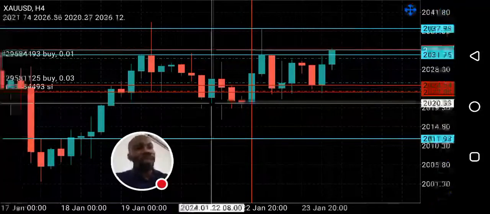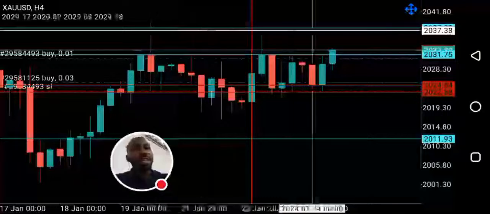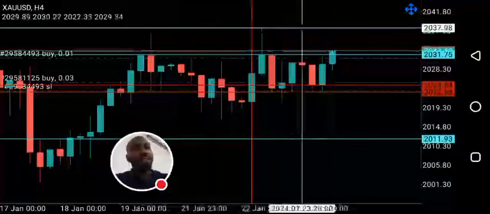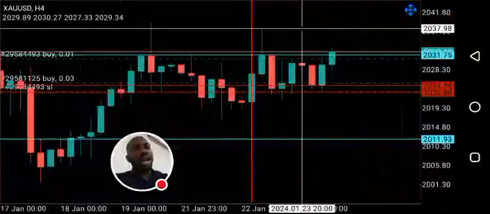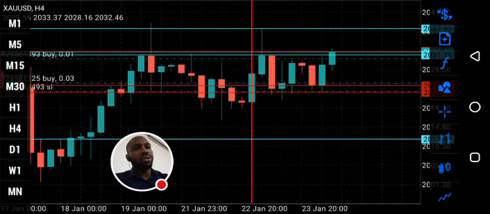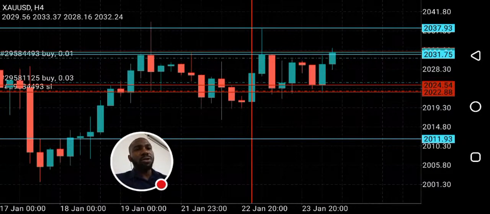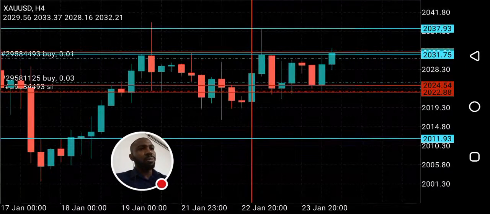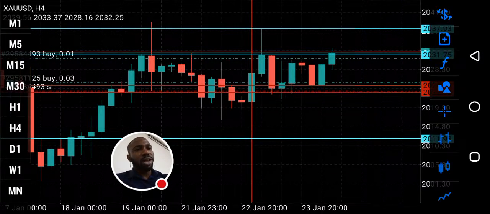Remember, liquidity resides there. There are a lot of stop losses at this level, which are sell stop orders. So institutions will definitely hunt for those levels. So that's my first target on gold, 2037.93. And I also plan to add more trades.